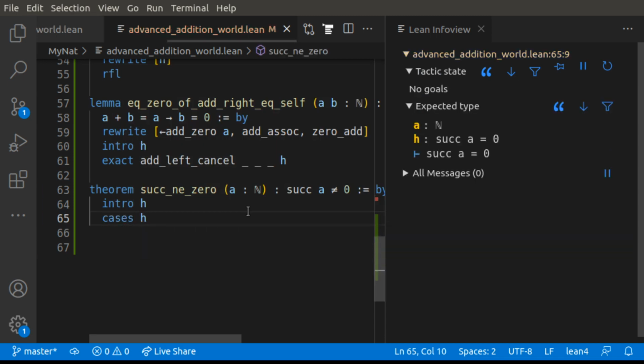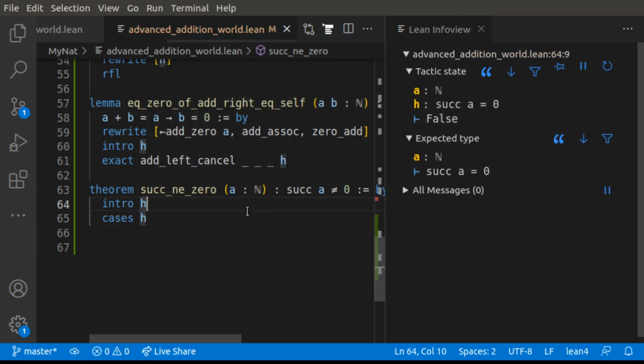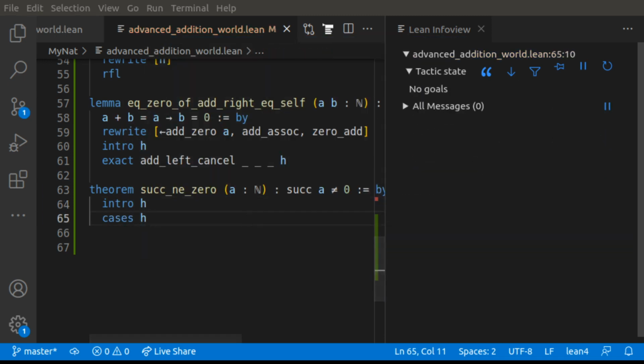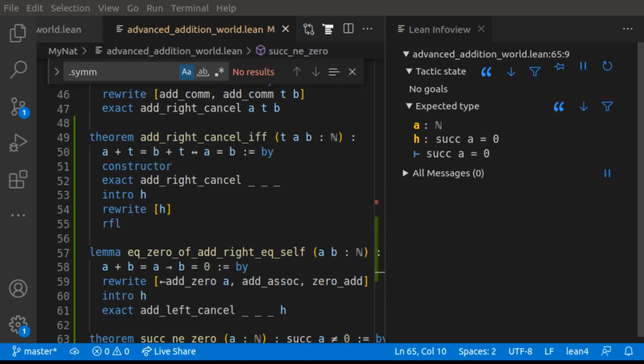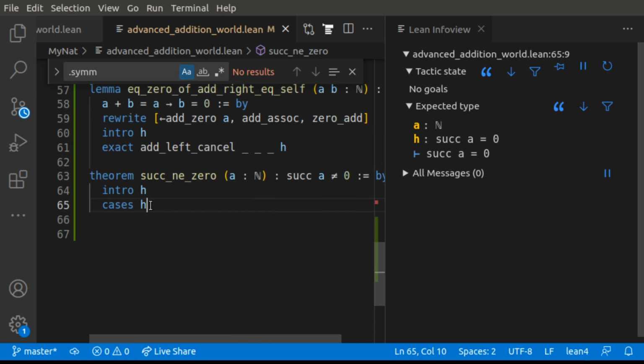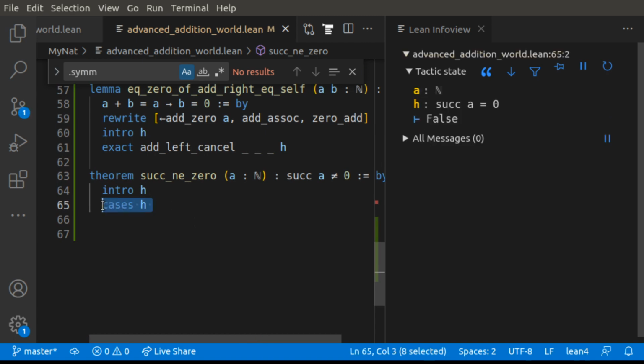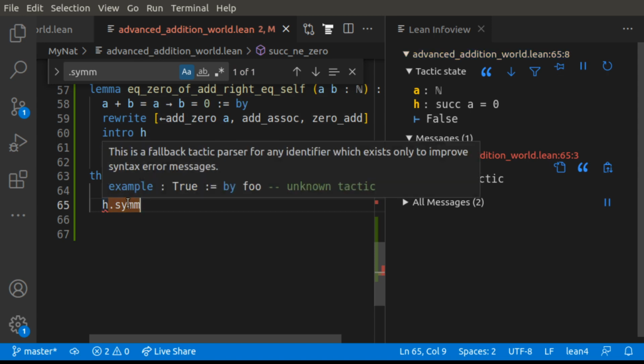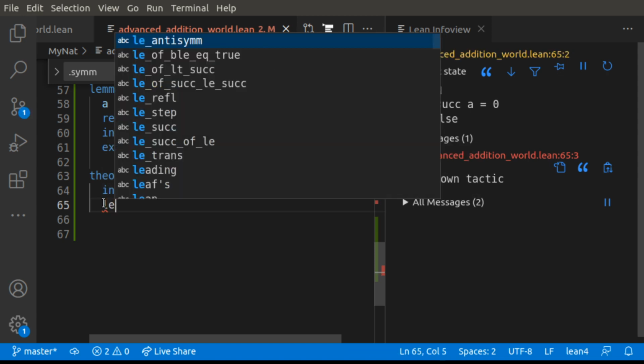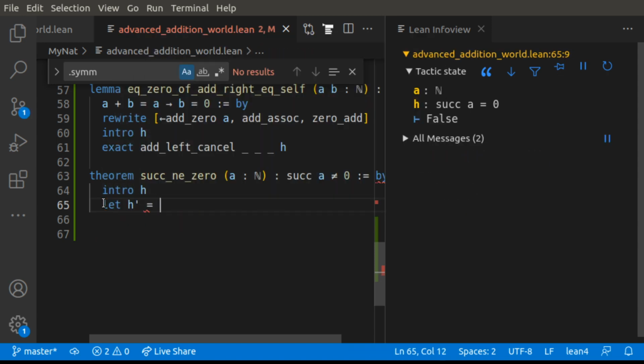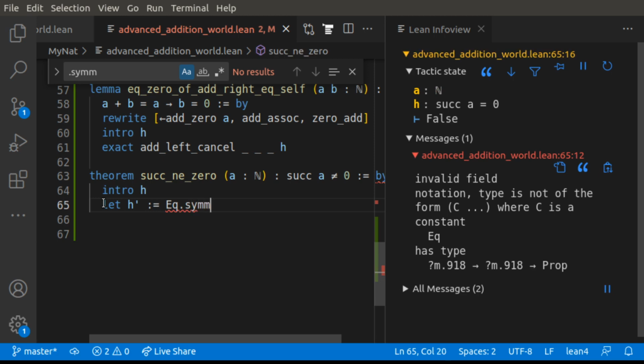Case is H. Okay, nice. That worked. Let me look if I can figure out a way to do symmetry in lane 4. After some investigation, I was able to figure something out. So we intro H, and then there's this thing called h.sim. And so we could define H prime to be equal.symmetric on H.